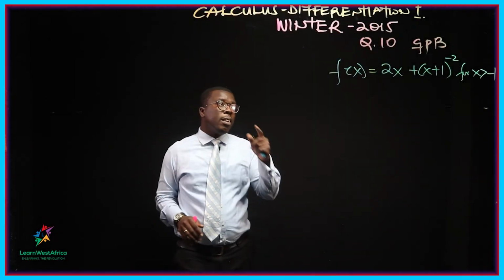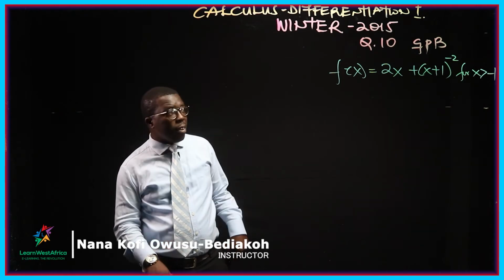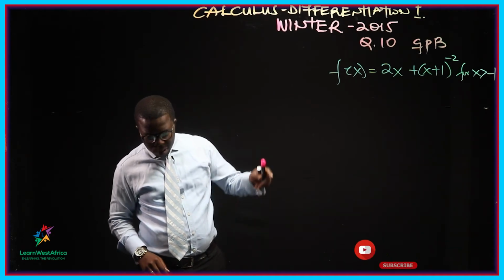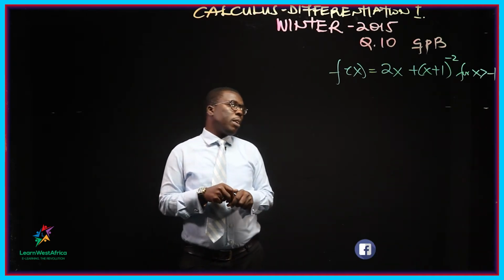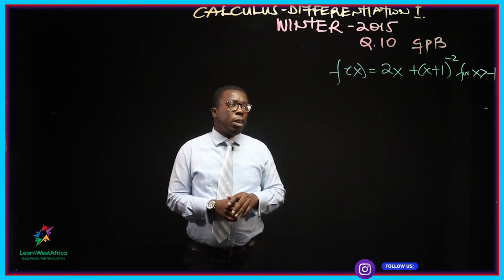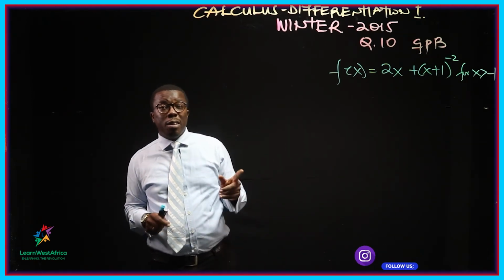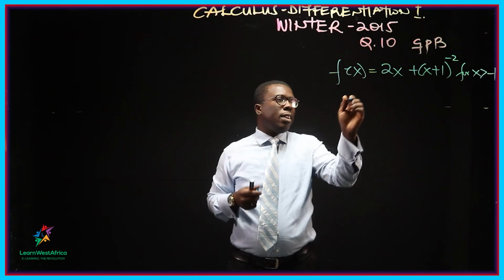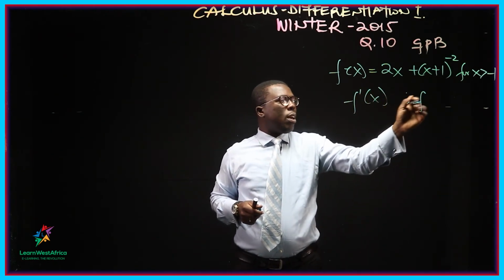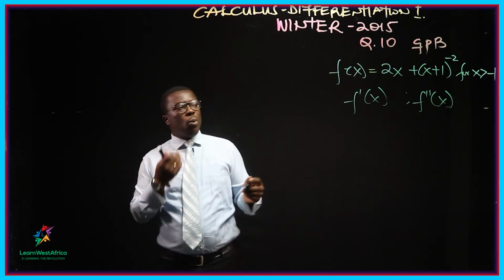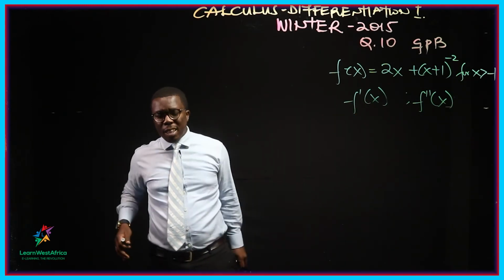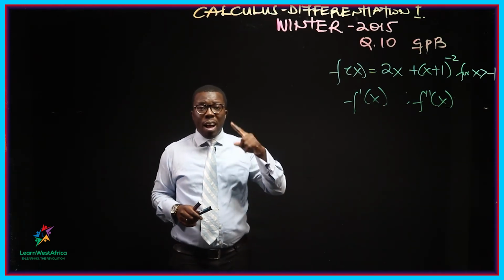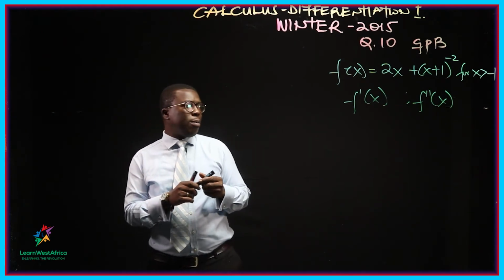So for question 10 of QP 13, we have that function that was given to us here, f(x) = 2x + (x + 1)^(-2). And the question is asking us to find the first and the second derivative. So f'(x), f''(x). As we know, this signifies the first derivative and the other one signifies the second derivative. And we've been told that we should verify that the function has a minimum value at x = 0. So first, let's try and find the first derivative, okay?